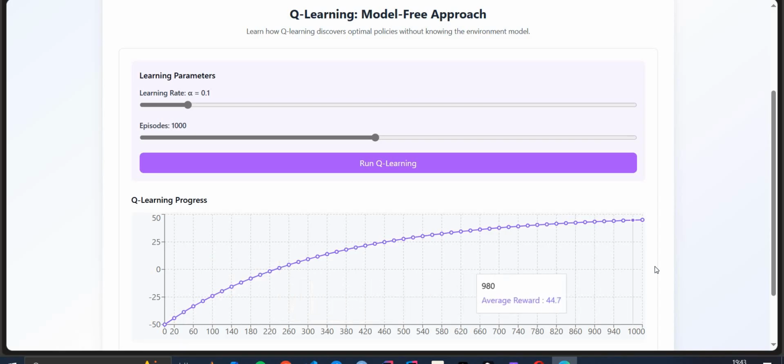So if you look at the chart here, you can see the average reward per episode gradually increasing, right? Let me show you slowly, and it stops here. So it starts from a negative value, around -50, and approaches a positive level as learning continues. That means the agent is moving from poor behavior to optimal behavior through repeated trial and error.